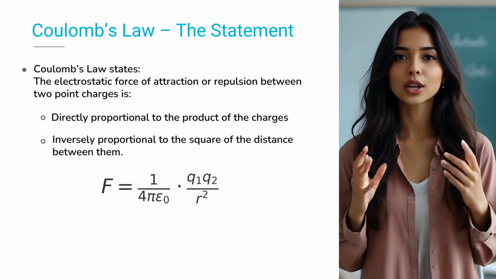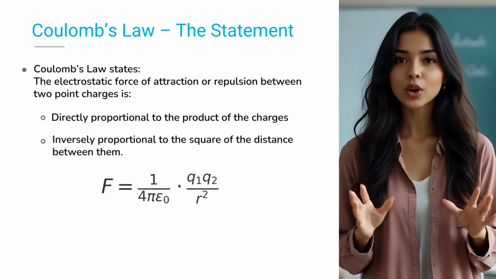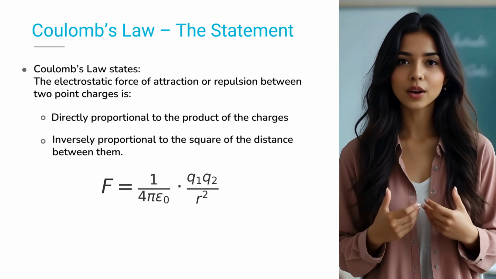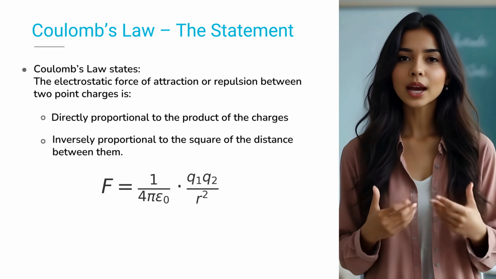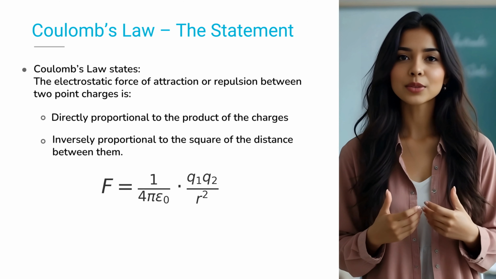F is the magnitude of the electrostatic force. Q1 and Q2 are the two charges. R is the distance between them. Epsilon naught is the permittivity of free space.